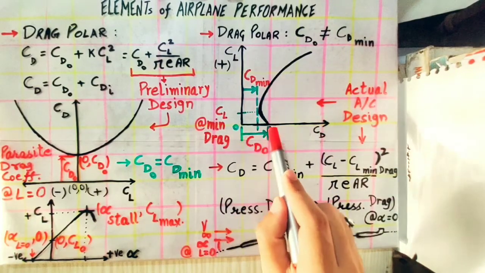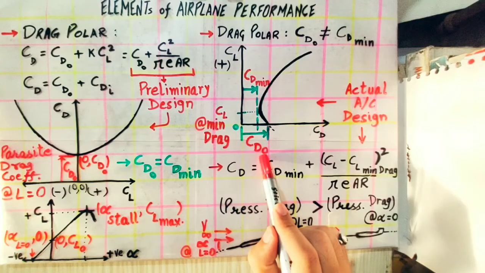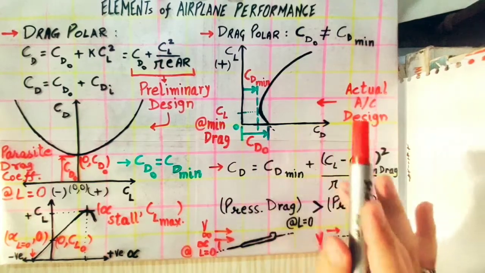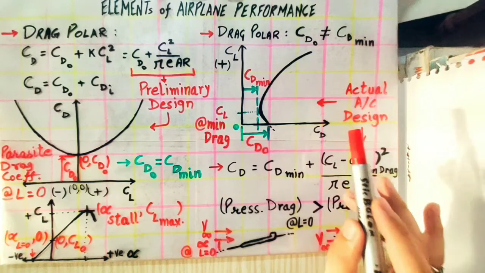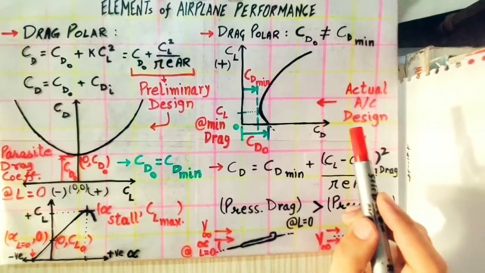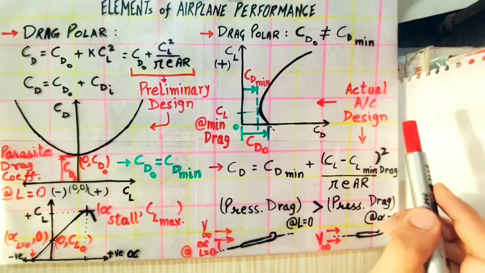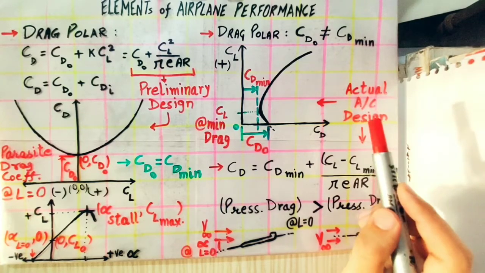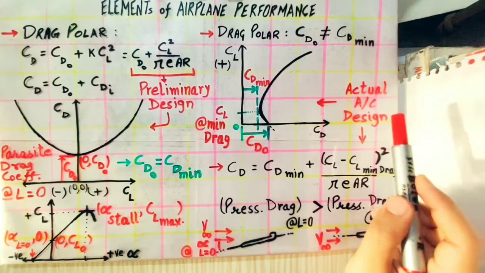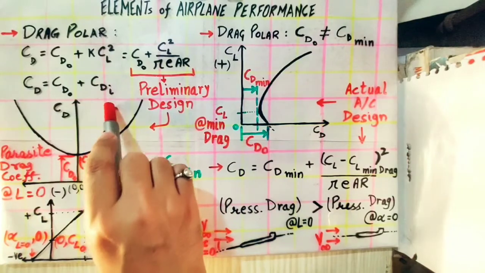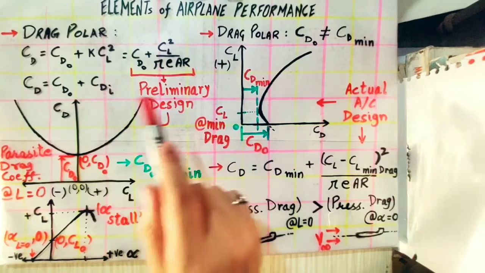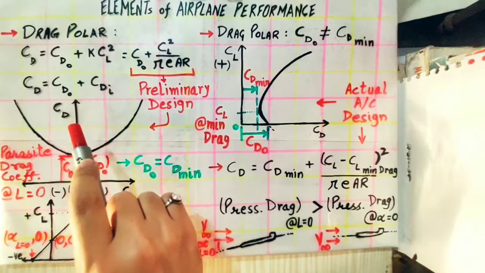CD naught is more than the CD minimum. CD naught is all that drag acting on the aircraft which is not because of the lift producing elements on the airplane. Lift producing elements are canards, wings, or say the horizontal tail section. Whatever drag is produced by these lift producing parts will all come under the induced drag range, CDI, and every other non-lifting drag component will come in CD naught.